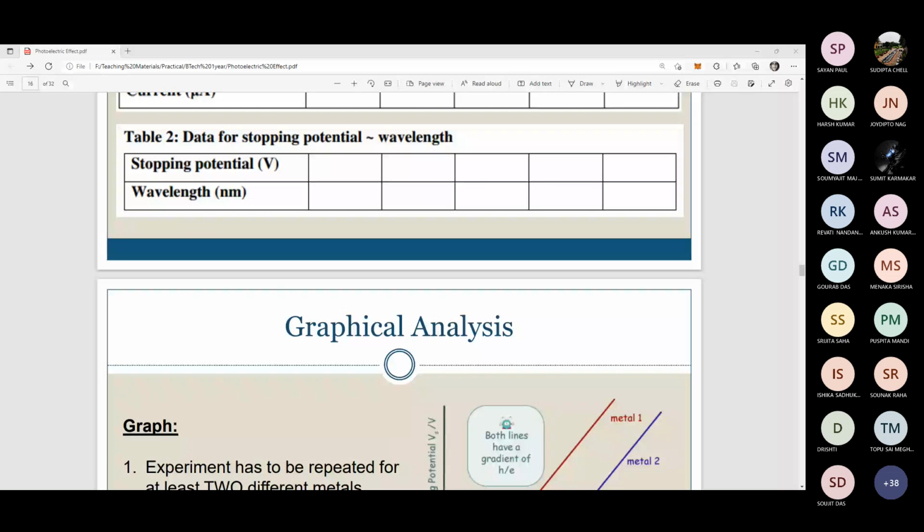Yes, at the same time you must take the screenshot during your experiment. That is very much essential. That data will need to be verified.